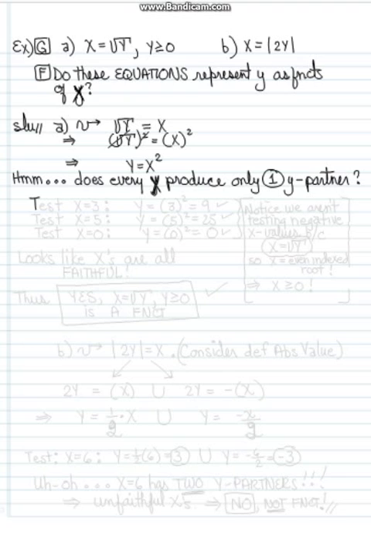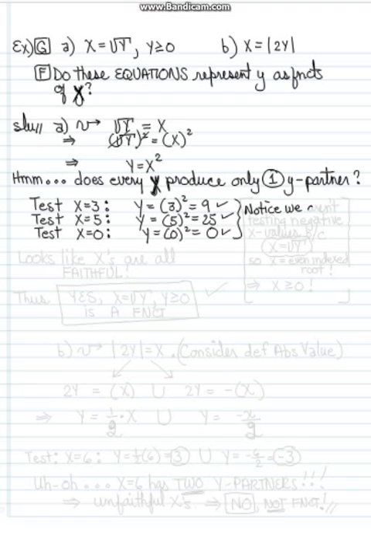Well, let's test. Let's say x equals 3. When we use x equals 3, we have y equals 3 squared, which is 9. That's one y partner. Let's test x equals 5. When we plug in 5, we get y equals 5 squared, which is 25. That's just one partner. Okay. How about x equals 0? Does that have only one partner? 0 squared equals 0. Yep.